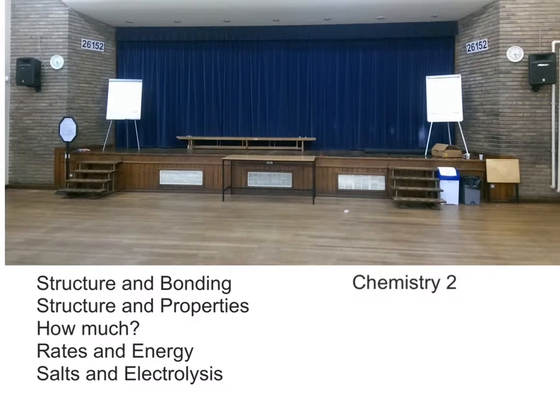There are 5 chapters in Chemistry 2: Structures and Bonding, Structure and Properties, How Much, Rates and Energy, and Salts and Electrolysis.